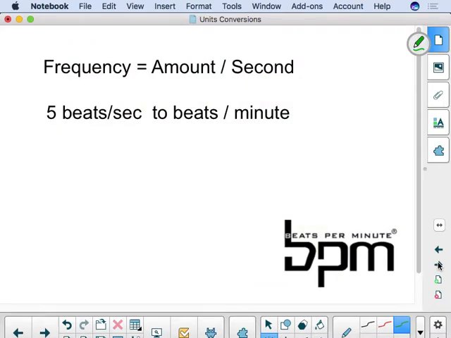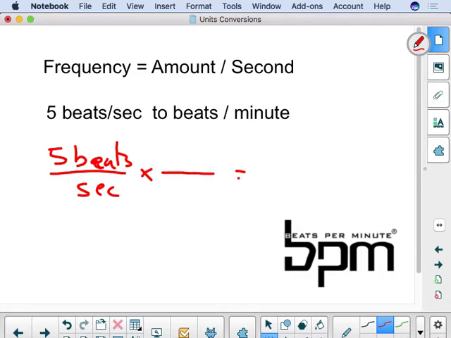If we have frequency, amounts per second, beats per second, beats per minute, all that means the unit, minutes or seconds, is in the denominator. It's per minute. Okay? So if I want to convert 5 beats per second into beats per minute, our conversion is a little bit different this time. I want to come out with beats per minute.